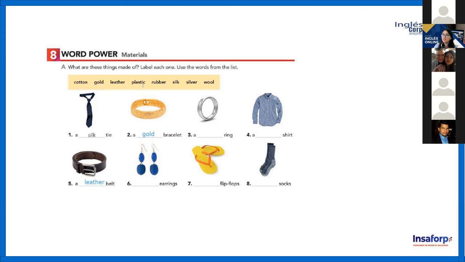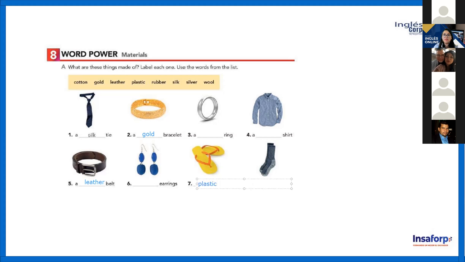Okay, then we have, for example, the other material that is plastic. Which objects are made of plastic? Guacal. Okay, what about the plastic flip-flops? We can also use the plastic flip-flops, right? See? The plastic sometimes.